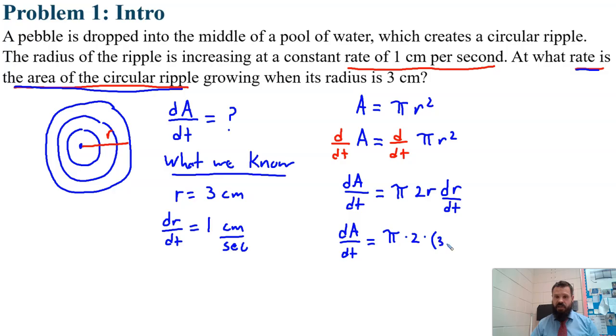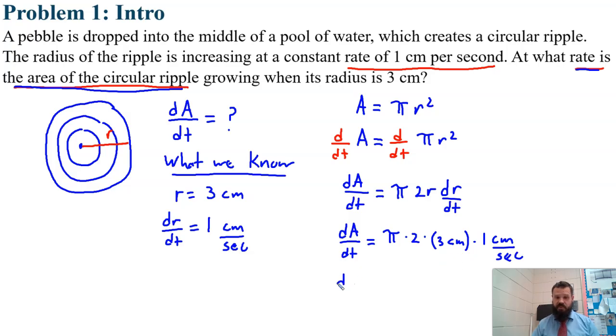So we'll say 3, and I'm going to include the cm on that, times dr over dt when the radius is 3. We're given that's equal to 1, so we'll write that as 1 cm per second. With a lot of problems, we won't be super specific about plugging these units in. We'll be able to tell what we're looking for at the end of it when it's all said and done. But I just want to show you how these combine here.